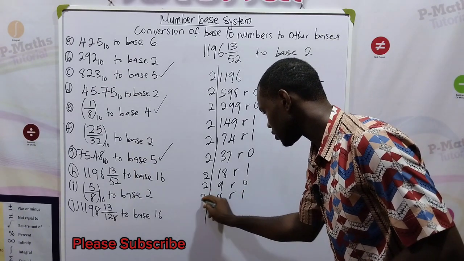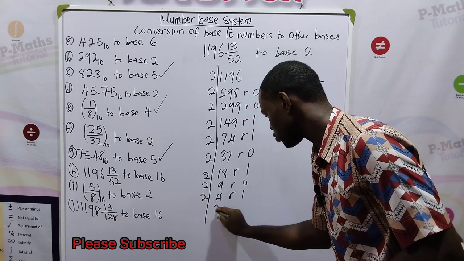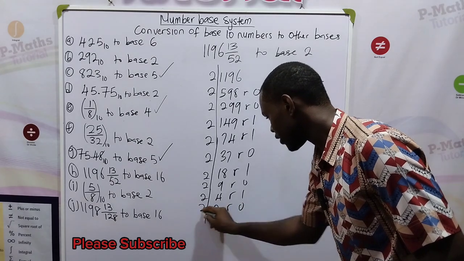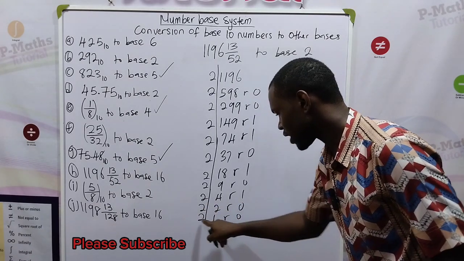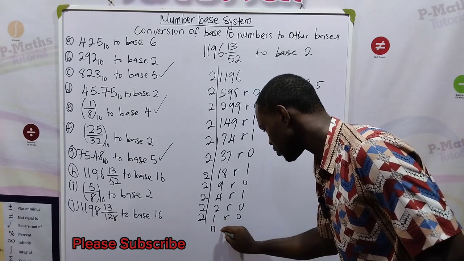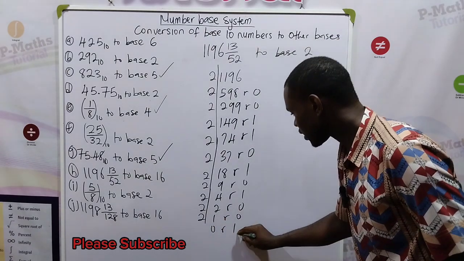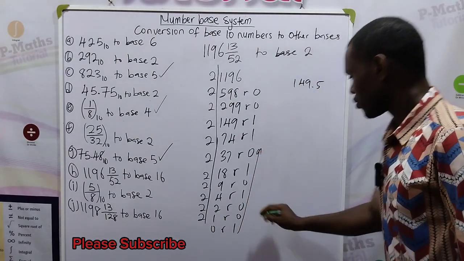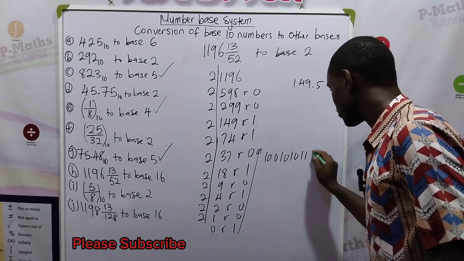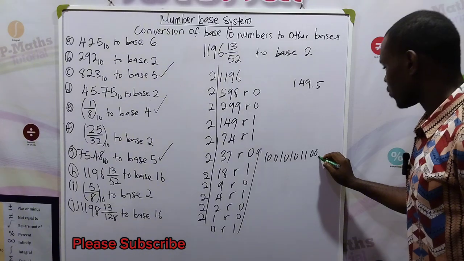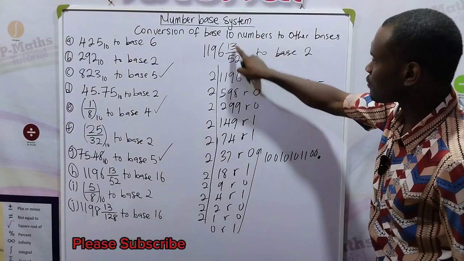So we keep dividing. Divide 4 by 2, you have 2 remainder 0. Divide 2 by 2, you have 1 remainder 0. Now divide lastly. 2 cannot divide 1, so you say 0 remainder 1. So we take it up from down to the up. We have 1 0 0 1 0 1 0 1 1 0 0 point. We have a point because we have this fraction.